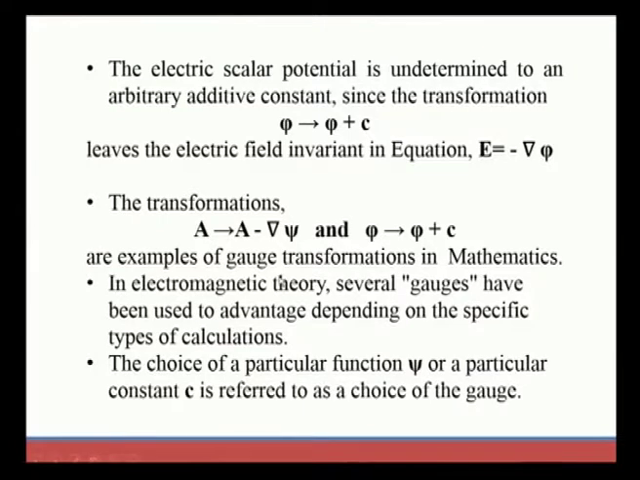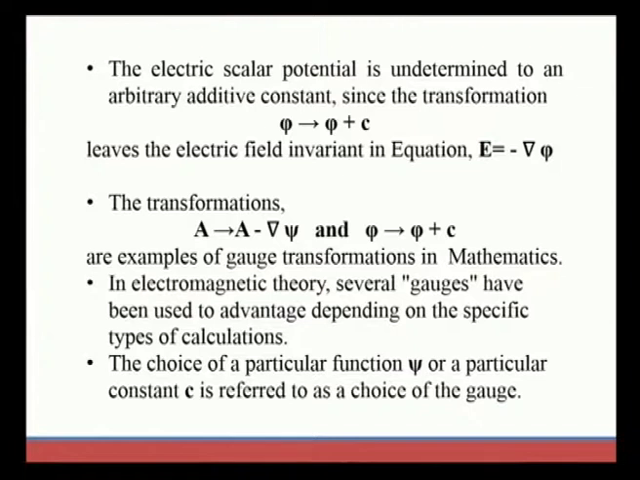Finally, we come to this conclusion: in electromagnetic theory, several gauges have been used to advantage depending on the specific types of calculations, because gauge transformation makes the equations simpler. As the variables or the electric fields increase, a complex equation will come, and this will be very difficult to study. So this gauge transformation makes the equation simpler.